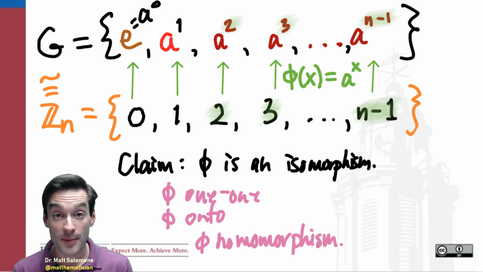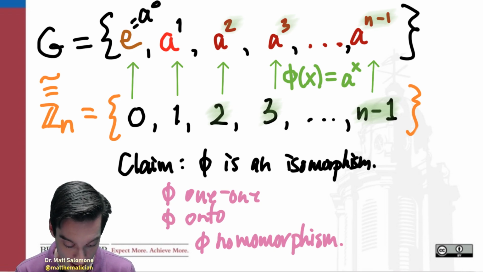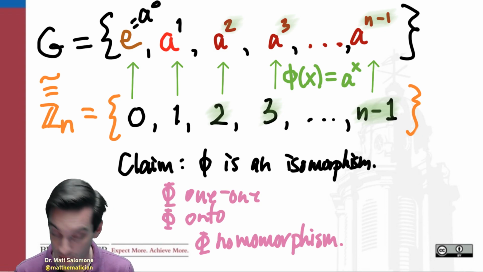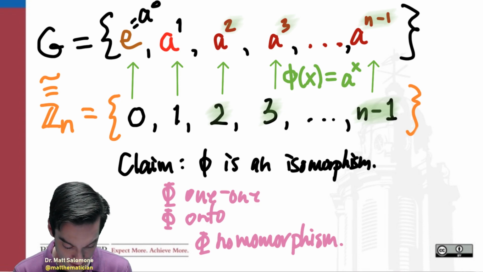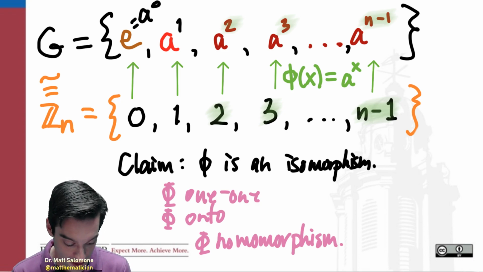I need to demonstrate all three of those things in order to show that phi is the desired isomorphism that we're looking for. And again, remember, we're calling this capital Phi, just for the sake of notational consistency with my proof. I need to show those three things. So let's think about how we can show that phi is a 1-to-1 function, for starters.